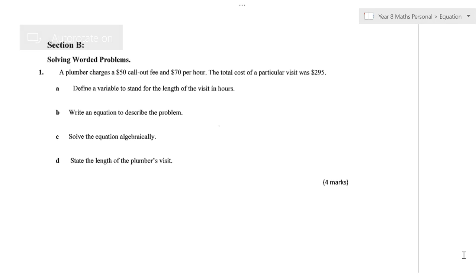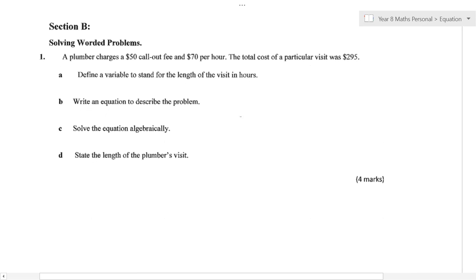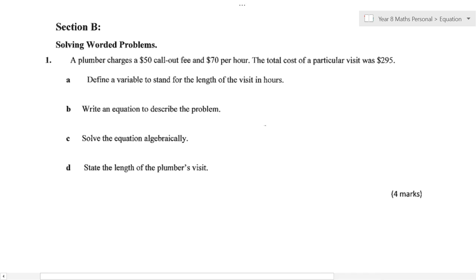All right, girls, this is a very brief video on some application worded problems. And in actual fact, you have done all of this sort of stuff and all of the skills are exactly the same. It's solving linear equations.